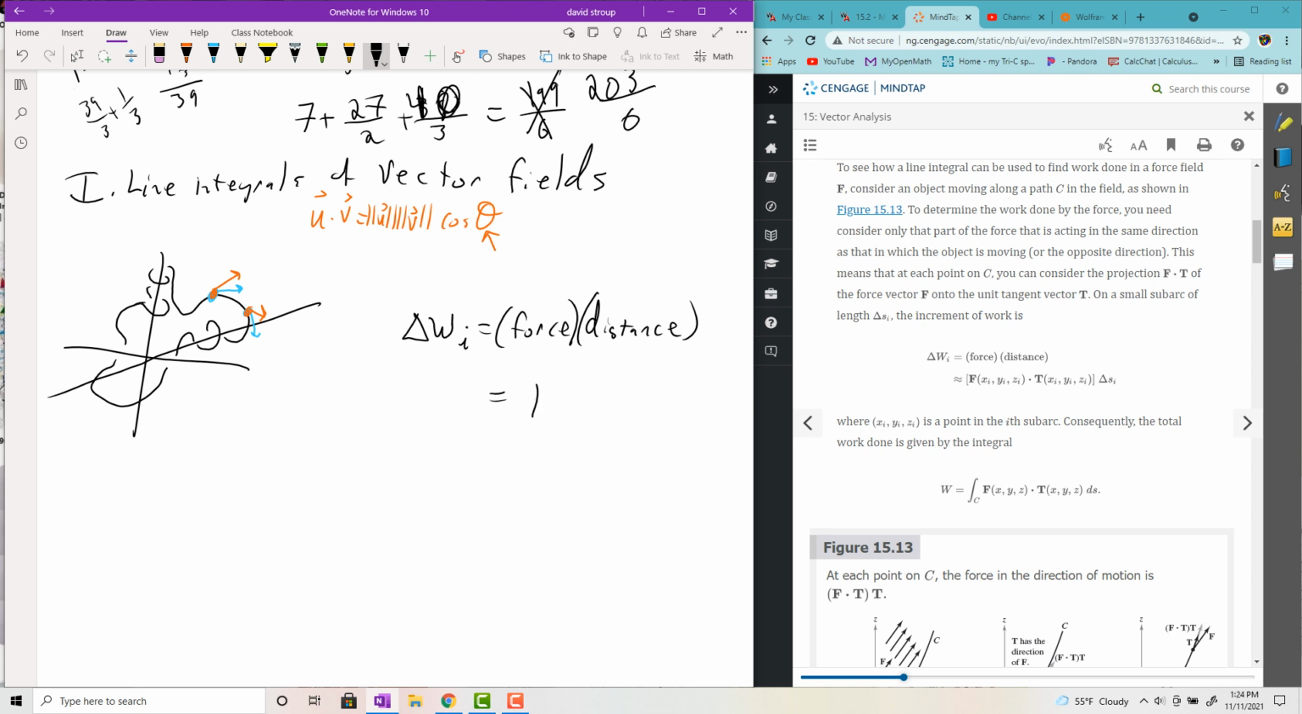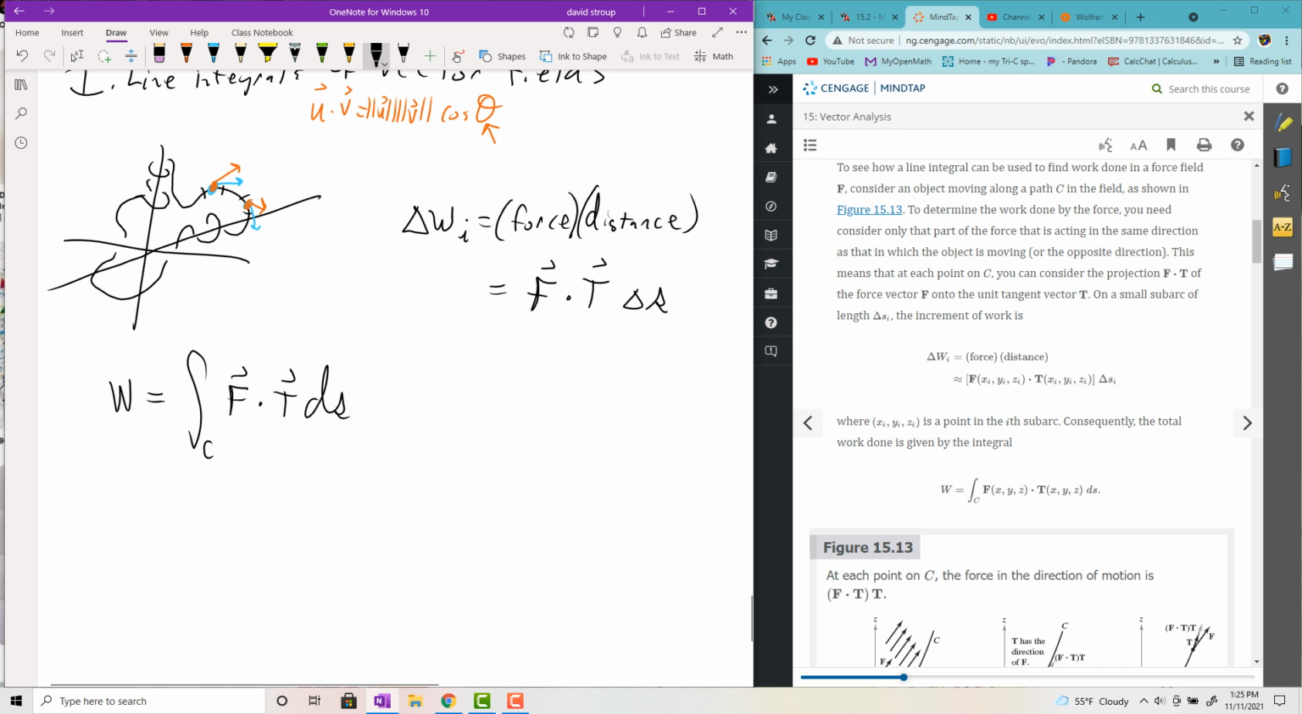Okay, so this will equal F dotted with T delta S, where delta S, of course, is a little line segment that these guys will exist on. We want to put this into an integral then, so work will basically equal the integral over this curve of F dotted with T ds. We need something we can work with, because we're not going to be able to evaluate this thing.